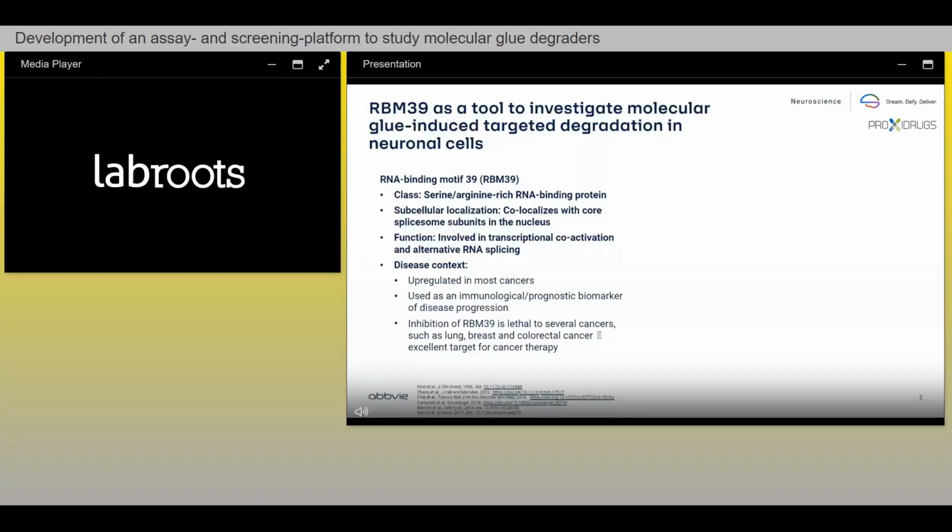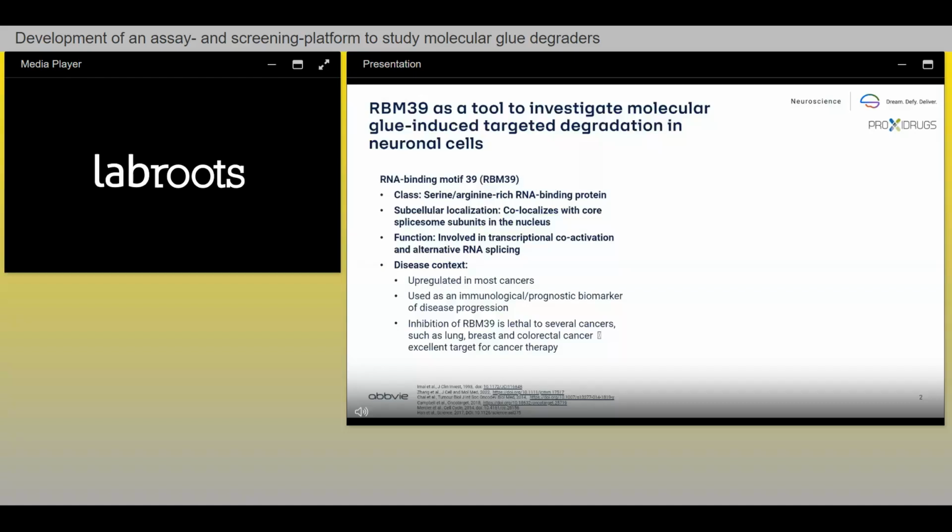What makes it so interesting for the oncology research field is that RBM39 is upregulated in most cancers and is used in this field also as a prognostic biomarker for disease progression. The field has also shown that upon inhibition of RBM39, this is lethal to several cancers, such as lung, breast, or colorectal cancer, hence making it an excellent target for cancer therapy research.